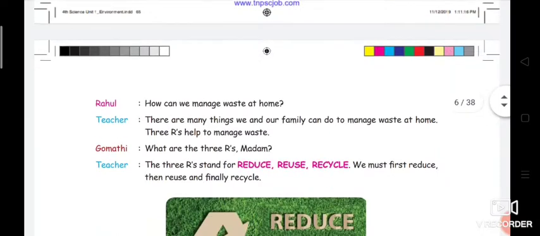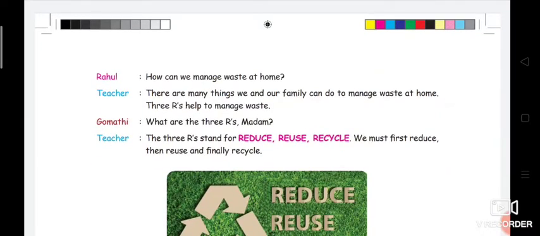Okay, so next, here we have a conversation. Again we have a conversation between a student and a teacher. Rahul is questioning the teacher: how can we manage waste at home? For his question, the teacher is replying, there are many things we and our family can do to manage waste at home. Waste management can also be done at home.